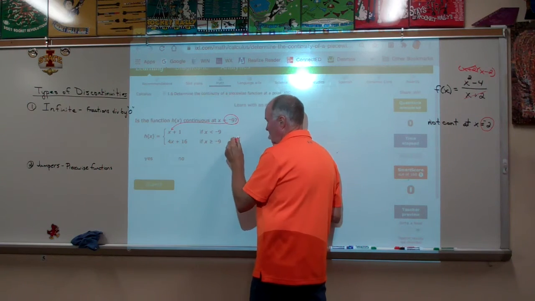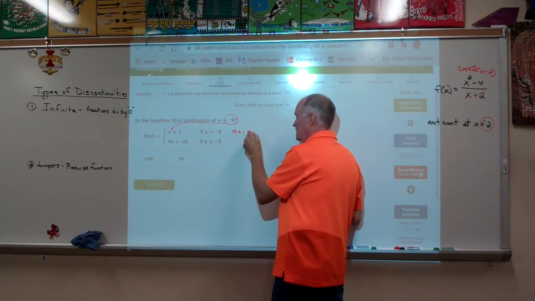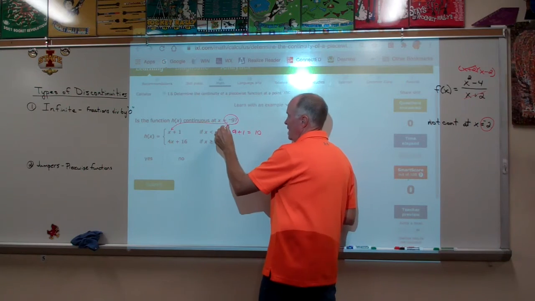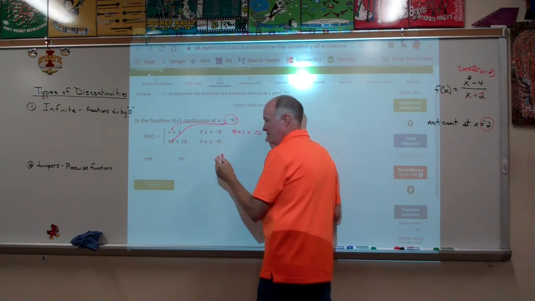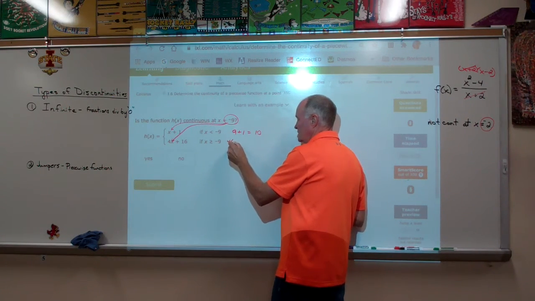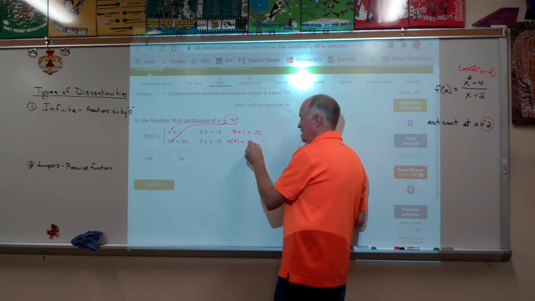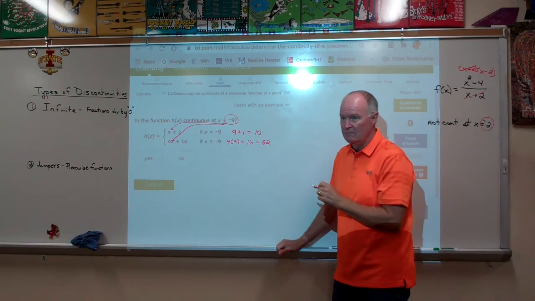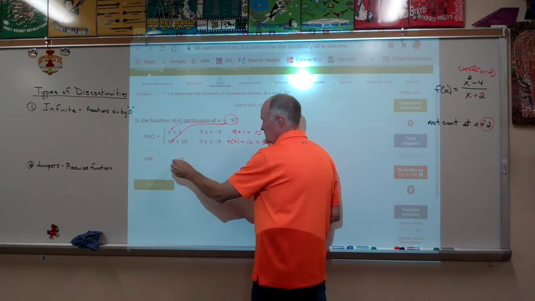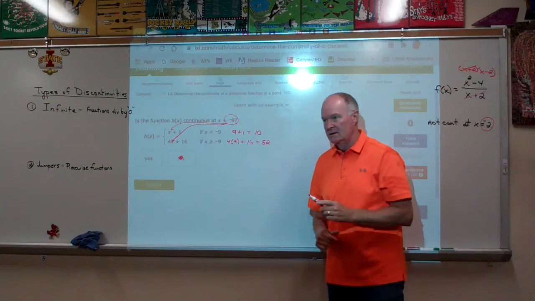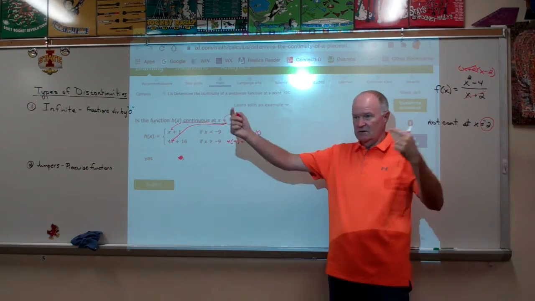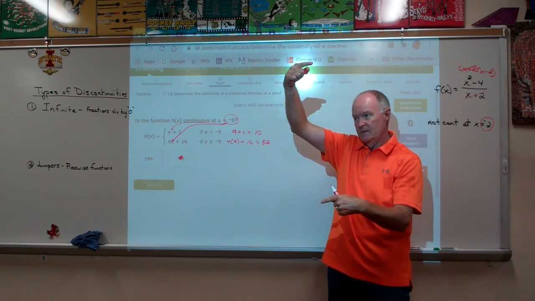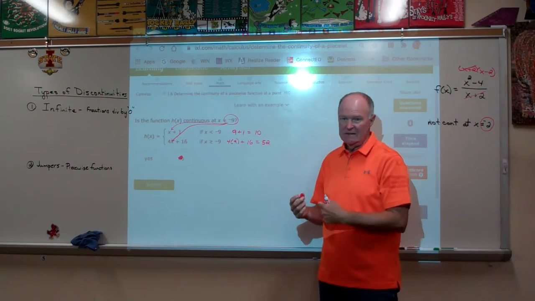and plug it in there. So 9 plus 1 is 10. And I also plug it in the other level. 4 times 9 plus 16 is 36 plus 16, or 52? Yeah. 52. Are they the same? No. So this is a no. If they're not the same, it's not continuous because one's up here and one's down there. If they are the same, it is continuous.